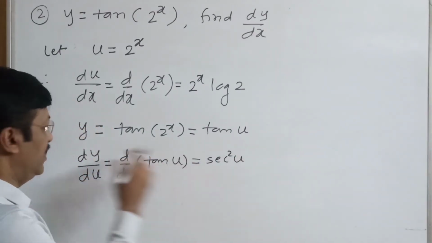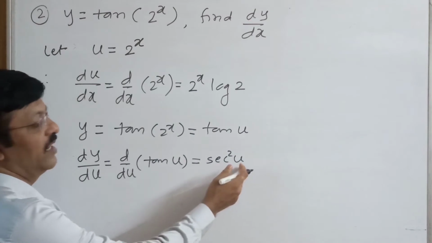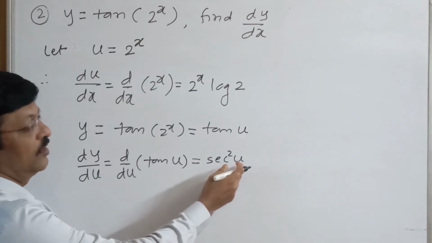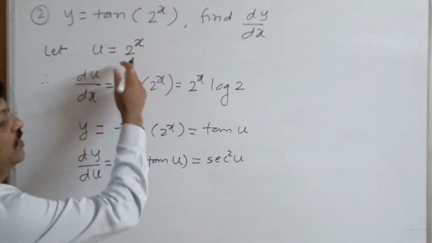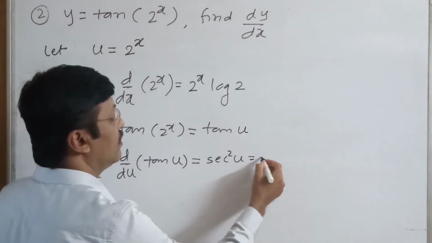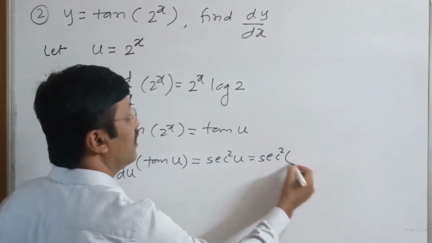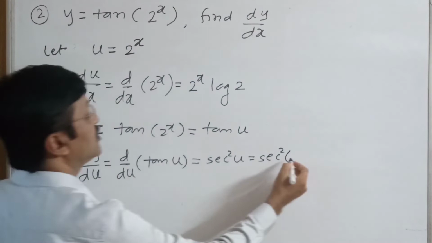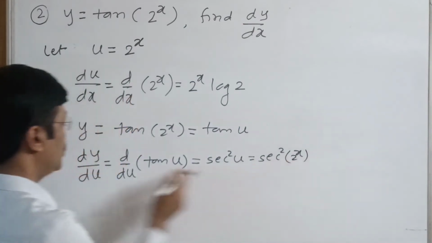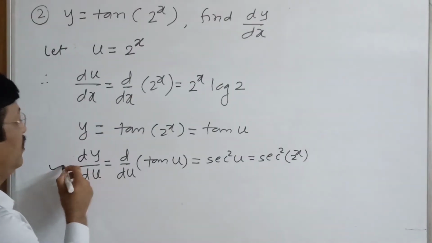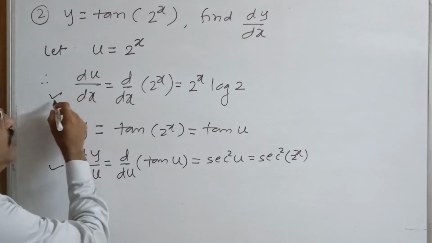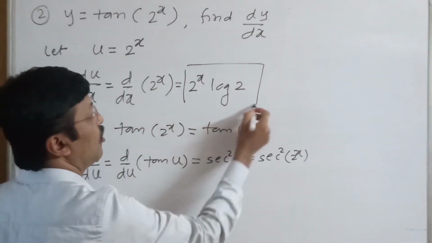Now after completing dy by du, what you have to do is get back to your original form of u. u was 2 raised to x. So we can write this as sec square of, what is u? 2 raised to x. So that finishes dy by du. Earlier we found du by dx. So what was du by dx? It's 2 raised to x log 2.